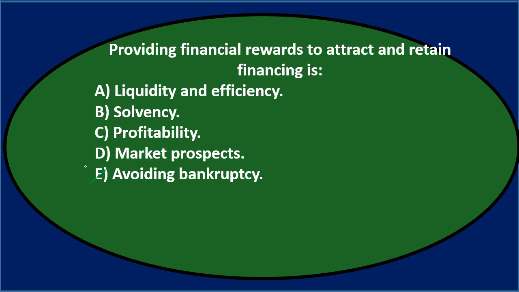Let's go through it again. Providing financial rewards to attract and retain financing. So remember that liquidity and solvency are going to be our obligations, short and long term. The market prospects typically has to do with outside investors, or investors into the company, and typically takes into consideration things like the market price. So we're left here with C, profitability. Final answer C, providing financial rewards to attract and retain financing is C, profitability.